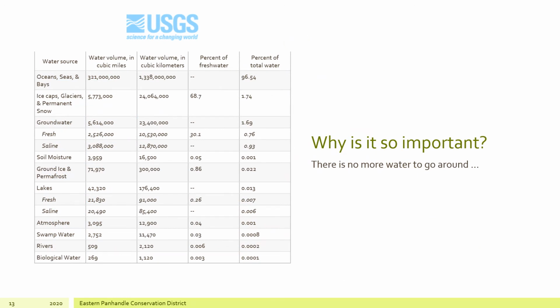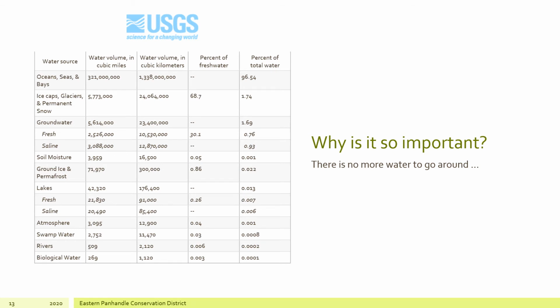And then why is water so important? Because we know that there is no more water to go around. We know that the same water that was here when the earth was started is the same water that we're always going to have. It can't be created, can't be destroyed. It just takes another form.